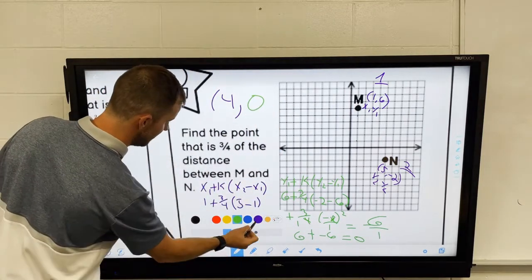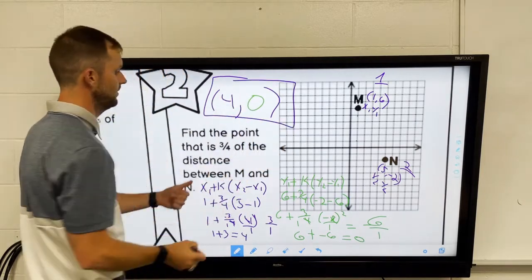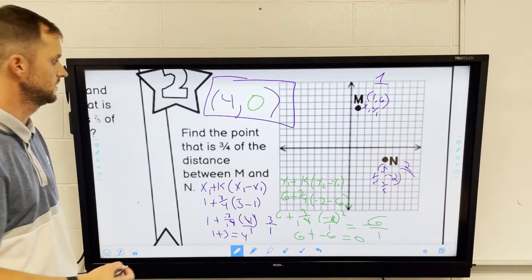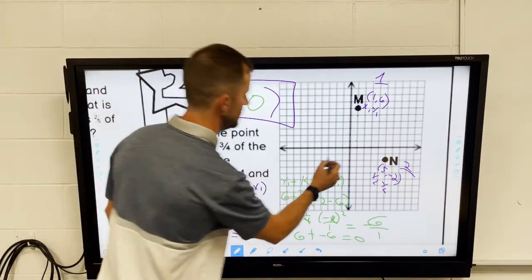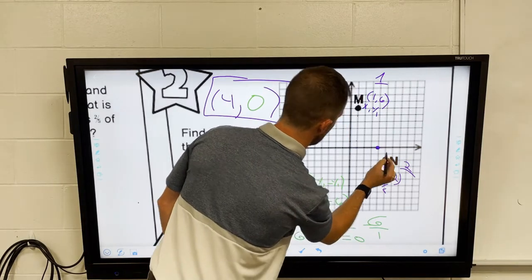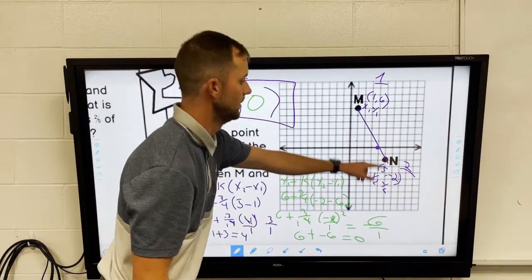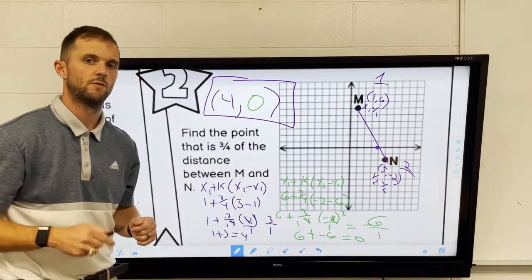So that means your final answer here is going to be 4, 0, which is 3/4 the distance between those. So if I look here, 4, 0, so 1, 2, 3, 4. If you look here, that actually falls on that line. It's going to be 3/4 the distance from end to end. Okay? Let's jump over to example number 3.